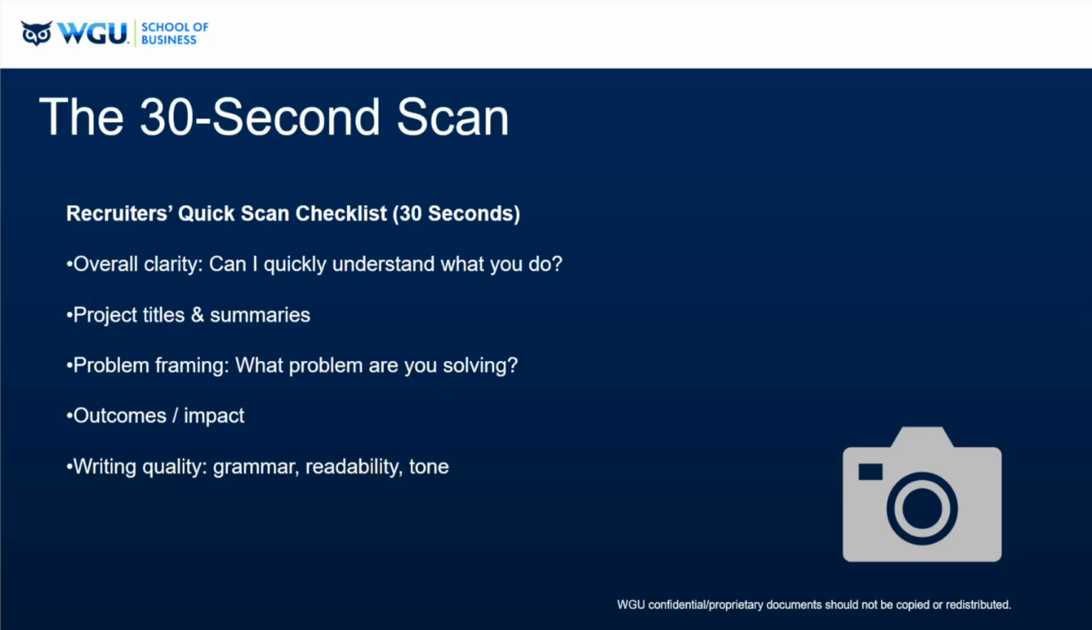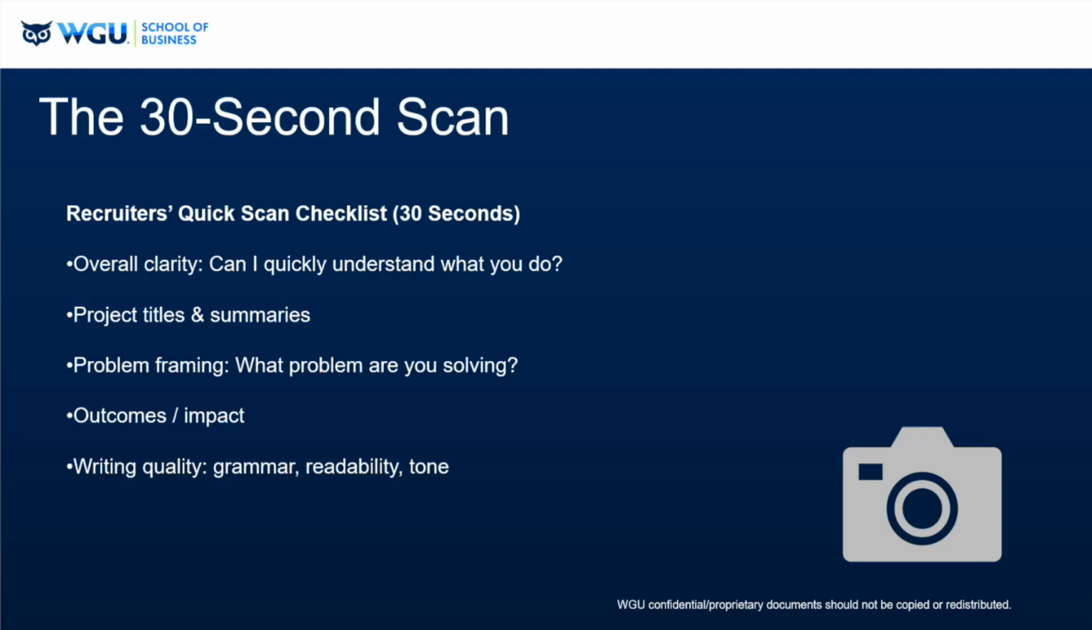If there is a little camera icon in the corner, that is a clue that this might be something you want to take a screenshot of. So, the recruiter's quick scan checklist: 30 seconds. Recruiters spend very little time per project. If it's confusing in 30 seconds, they move on. This is why strong summaries and framing are critical.